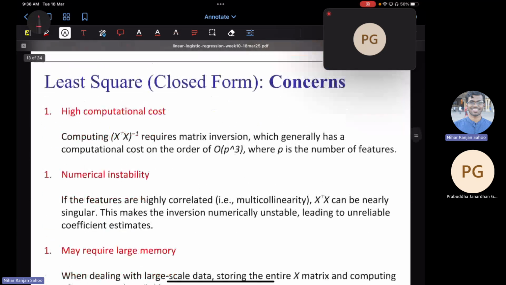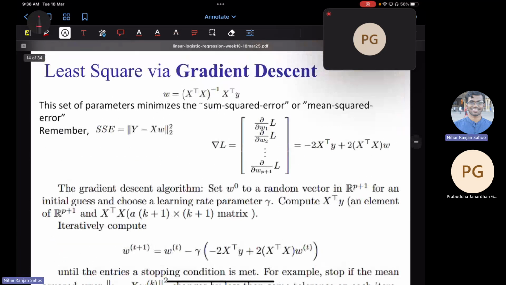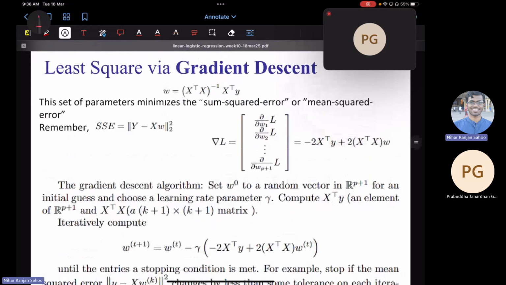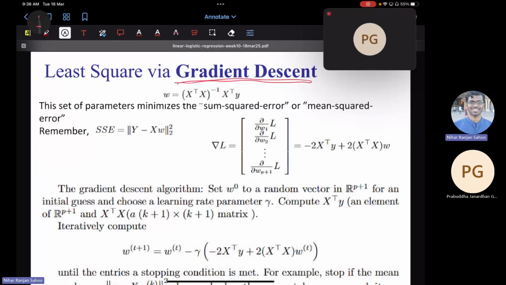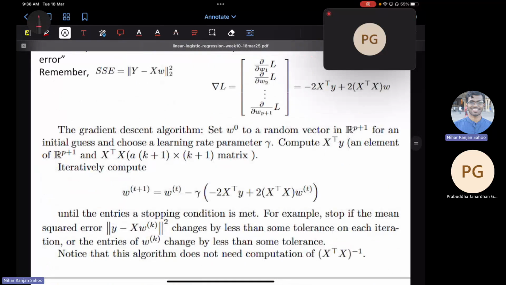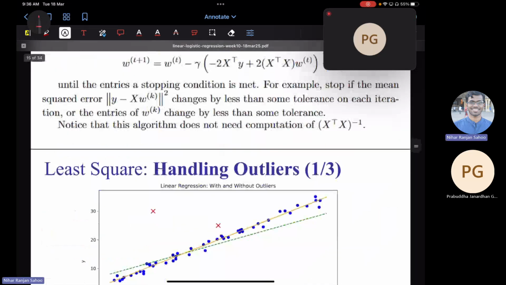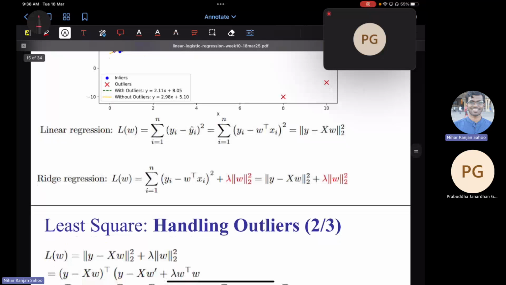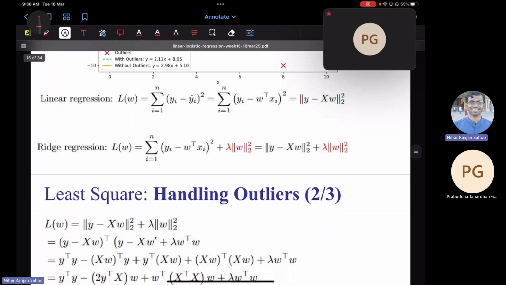Then we discussed that this closed form solution is nice, but it is computationally expensive. So how do we get rid of this time complexity? We perform gradient descent. Gradient descent with accurate hyperparameter tuning can be faster than the closed form solution. Then we discussed outliers. So how do we handle outliers? Instead of linear regression, we'll use ridge regression.